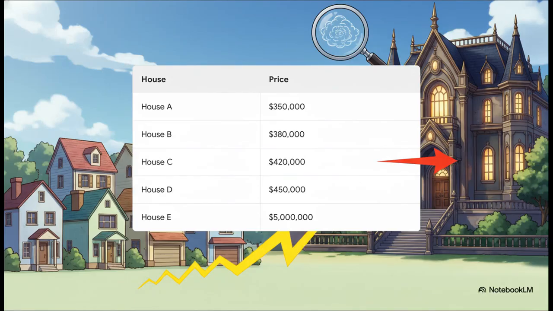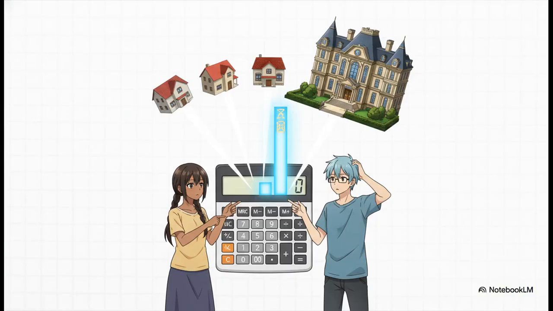So here's our data. We've got house A, B, C, and D, all kind of hanging out in the same price range. And then, whoa, look at house E. That $5 million mansion is what statisticians call an outlier. And trust me, it's about to make a mess of our numbers. Now, if we do what most people think of as finding the average, add them all up and divide by 5, we get over $1.3 million.